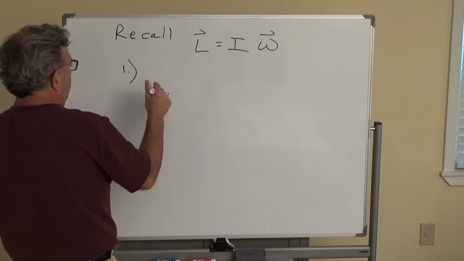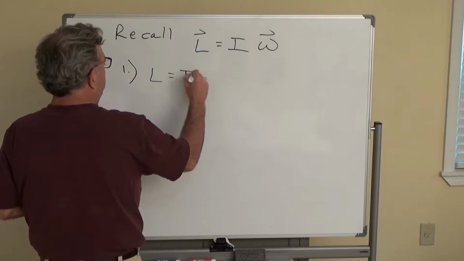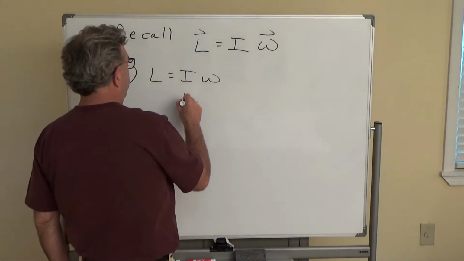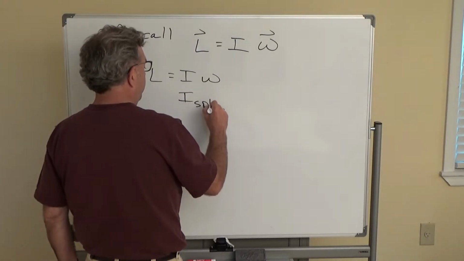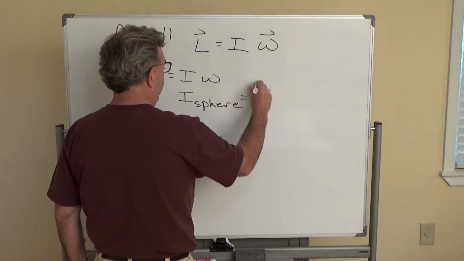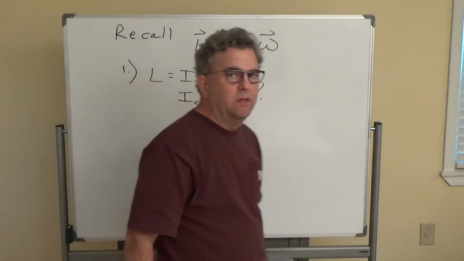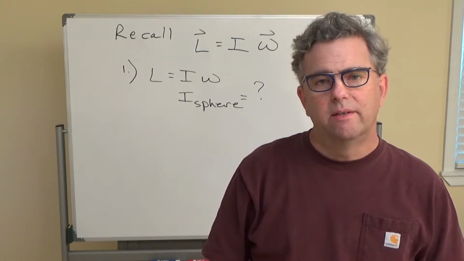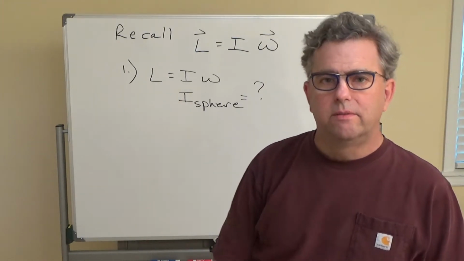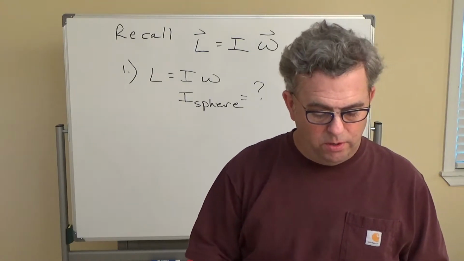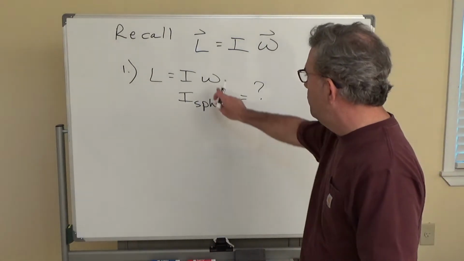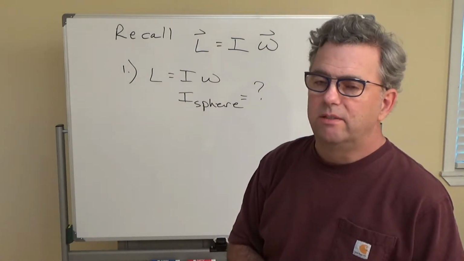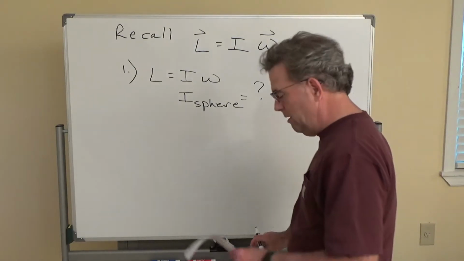Number 1, a spinning sphere. Well, L is equal to I omega. The only little bit of a challenge here is finding I of a solid sphere. You can look that up, just Google moments of inertia, and you can find the moment of inertia for a solid sphere, and I think they give you the angular speed, and it's dead simple. Number 2.